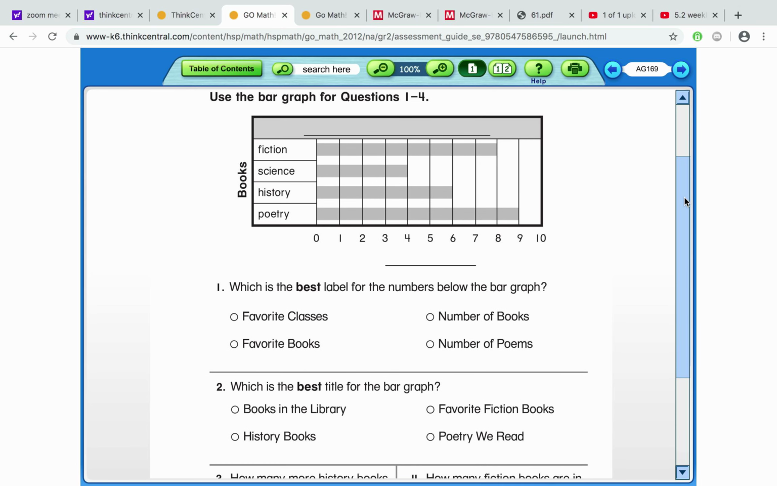Number 2, which is the best title of the bar graph? So they're referring back up here to the title. So what you want to ask your brain is, what is this all about? Okay, is it all about books in the library? I see the words fiction, science, history, poetry, books on this side, numbers along here. Is it all about history books? Is it all about favorite fiction books? Or is it all about poetry we read? Okay, yes, there's poetry books, there's fiction books, there's history books, but that's not all. What is this all about?